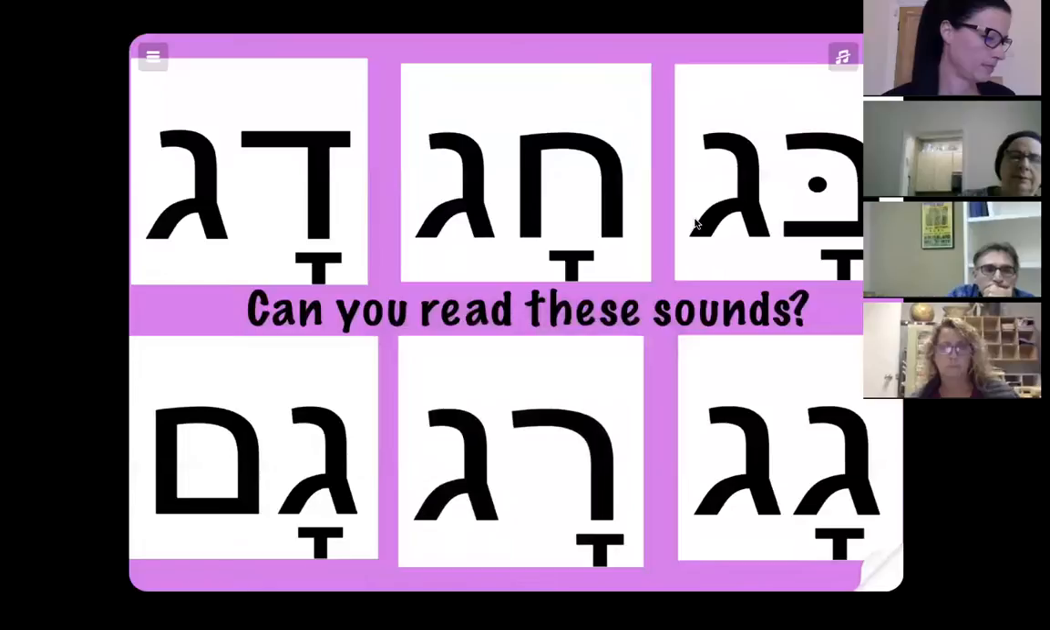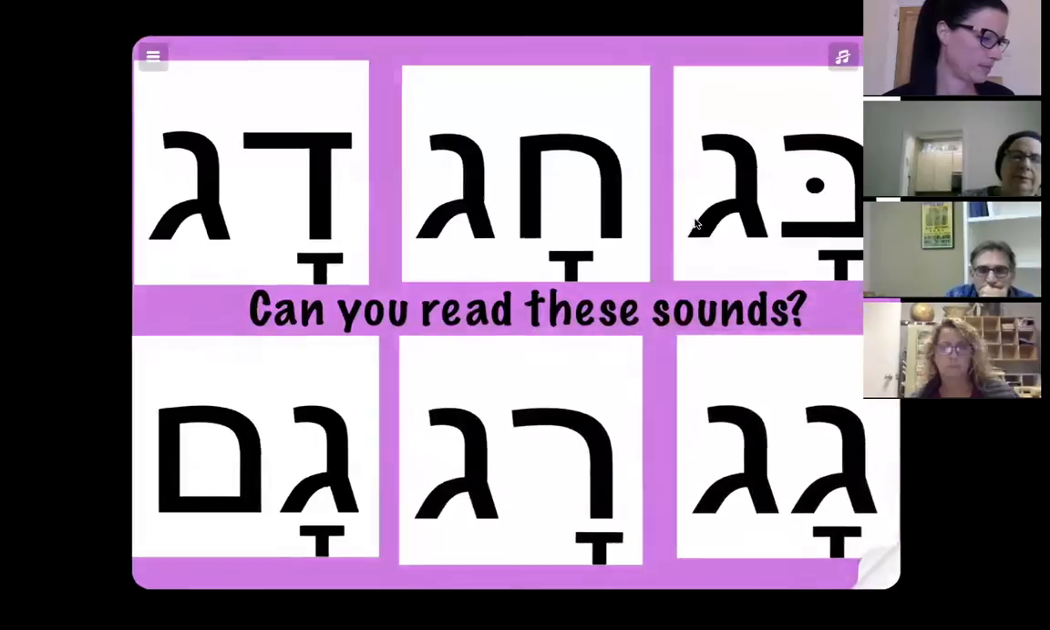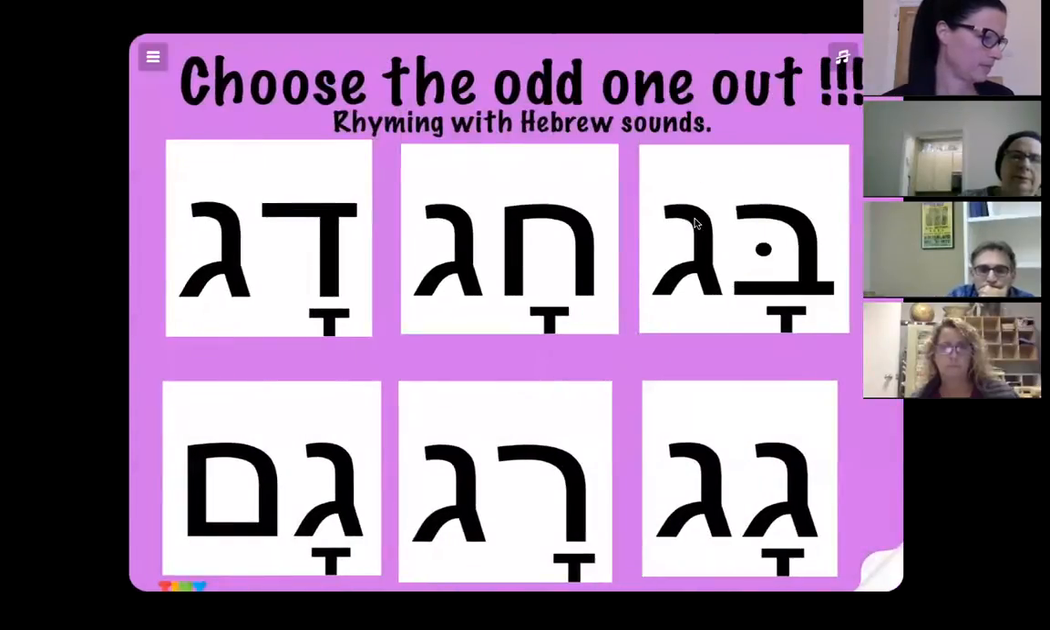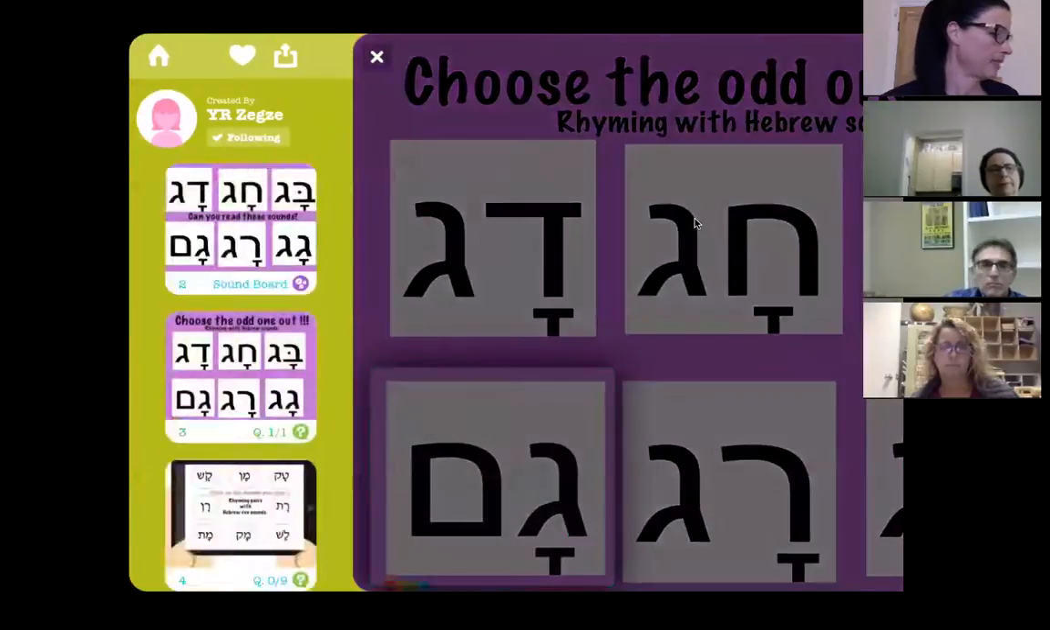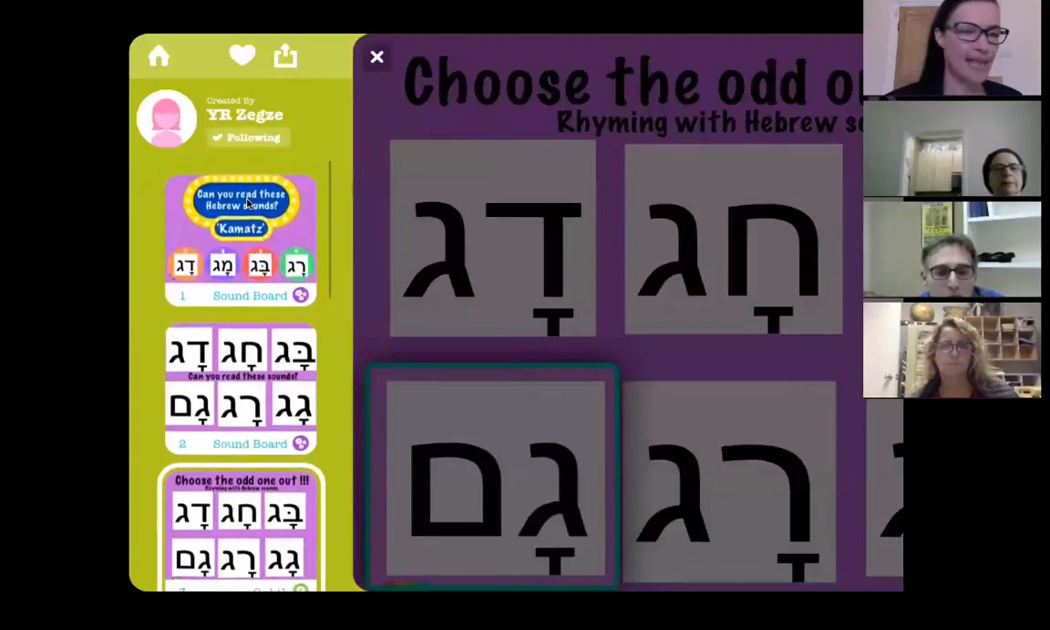Rag. Gag. Choose the odd one out. Kol hakavod. Gam doesn't end with a gimel. Gam ends with a final mem. Gam. Okay, so you can see here on the side, the first screen I showed you was a soundboard.